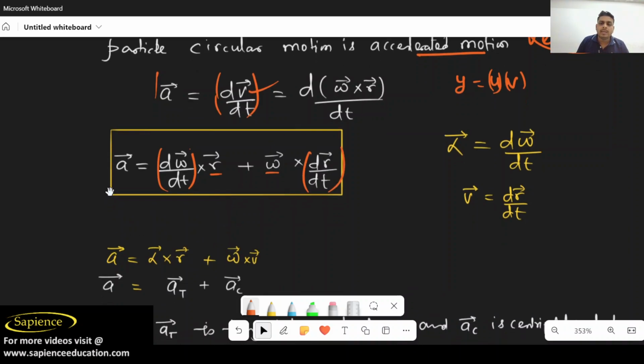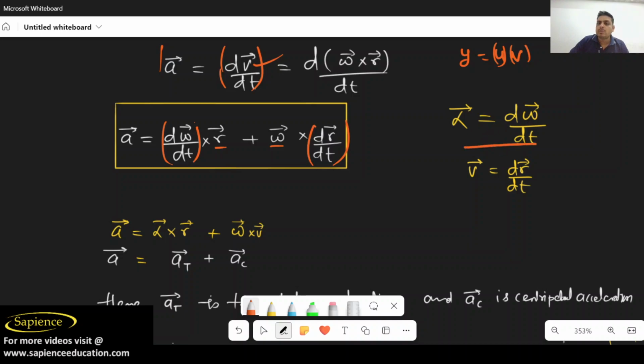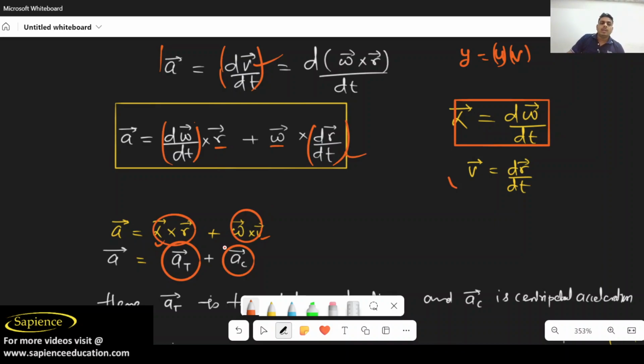Now d omega by dt is what? Alpha is equal to d omega by dt. So I have written alpha cross r, and omega cross dr by dt, and dr by dt is velocity. This is your tangential acceleration, and this accounts for centripetal acceleration. As both are linear accelerations, linear acceleration is equal to tangential acceleration plus centripetal acceleration.